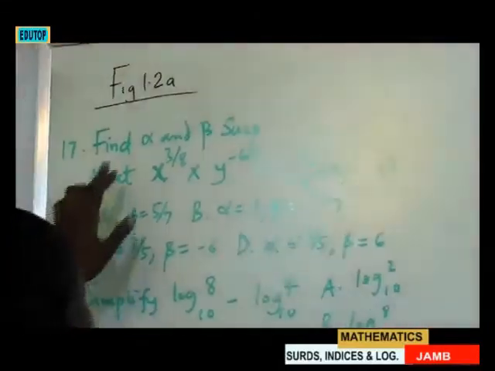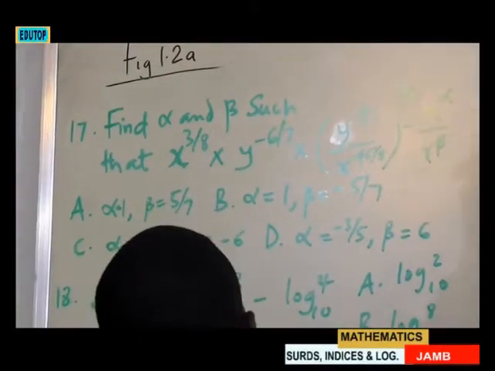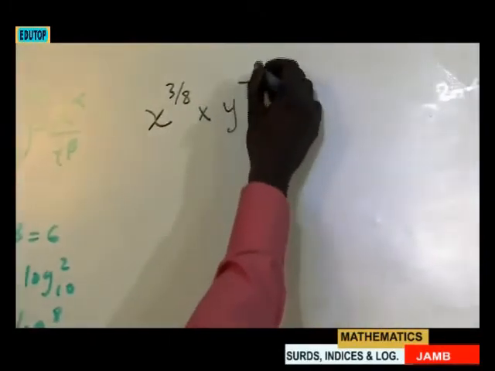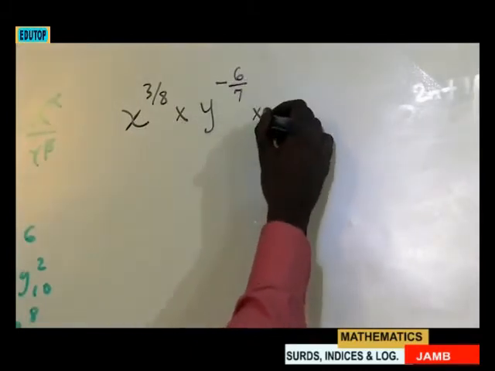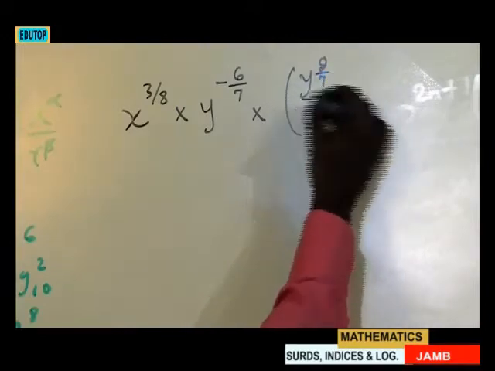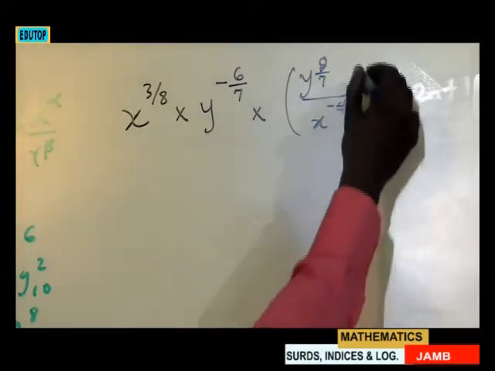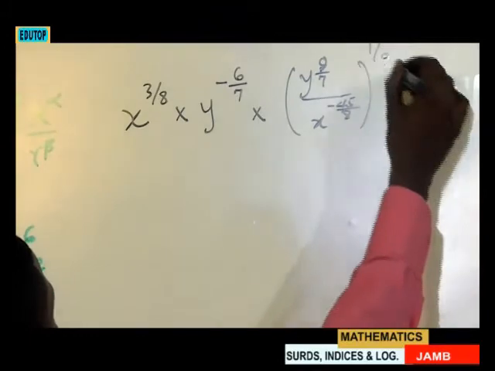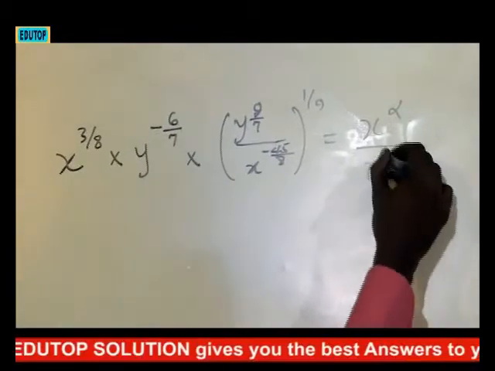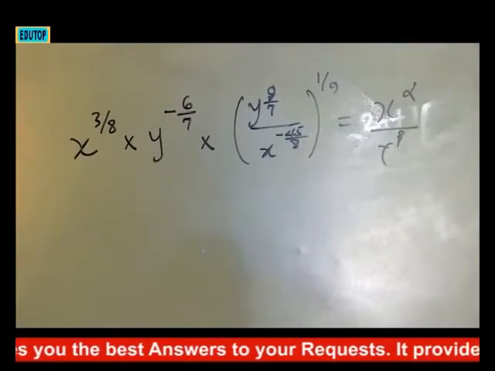Question 17, you have to find alpha and beta in this. So in this you have x raised to the power 3 over 8 times y raised to the power minus 6 over 7 times y raised to the power 9 over 7 divided by x raised to the power minus 45 over 8, everything affected by 1 over 9, equals x^alpha y^beta. Now, look at what you have here, then we can deduce that.